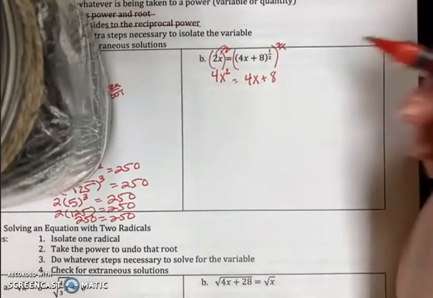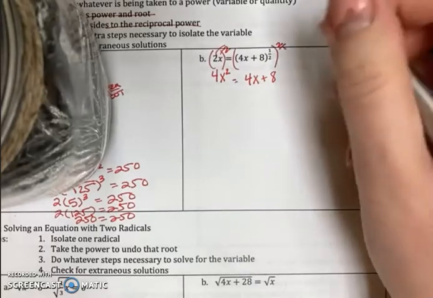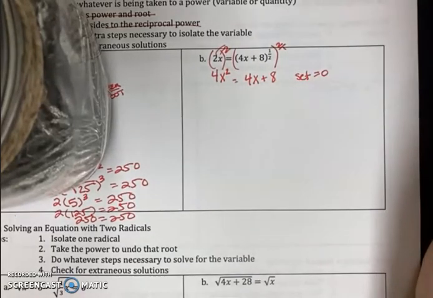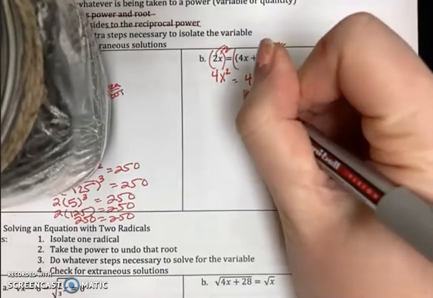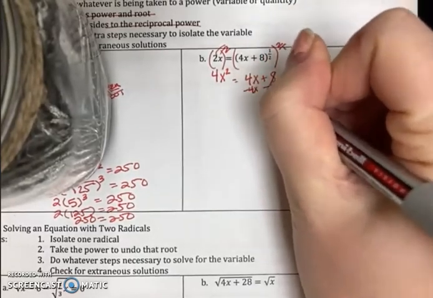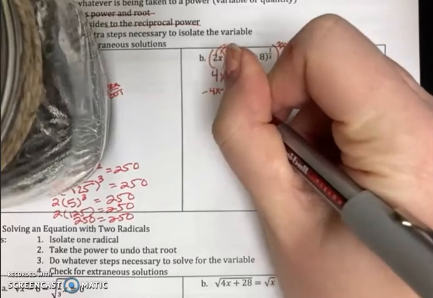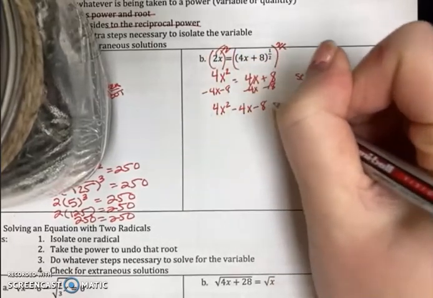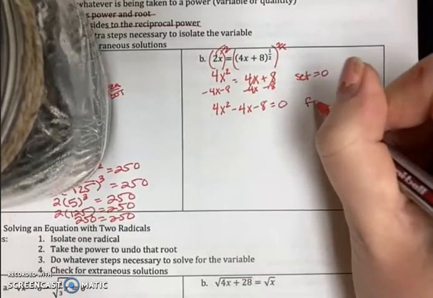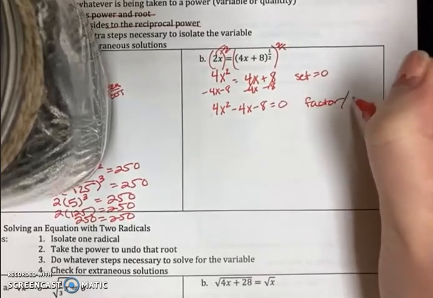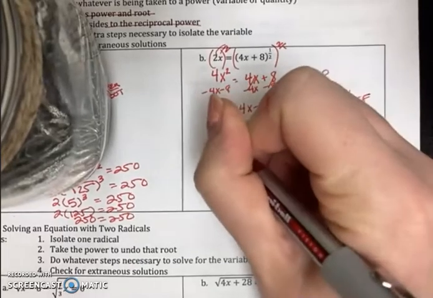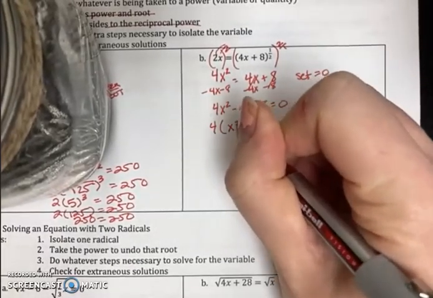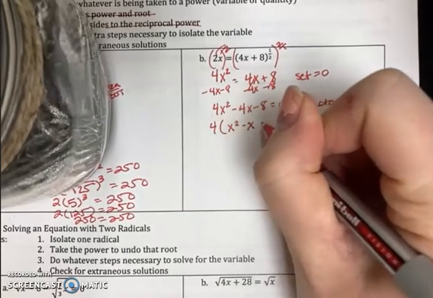Now, this is a quadratic. Whenever you have a quadratic function, I want you to think to set it equal to 0, because we're going to try and factor. So I'm going to have to subtract the 4x and the 8 from each side, leaving me with 4x squared minus 4x minus 8. When you factor, the first thing you should do is check for a GCF, which this does have. That leaves me with 4 being the GCF, x squared minus x minus 2.